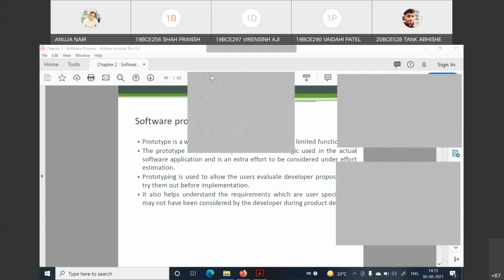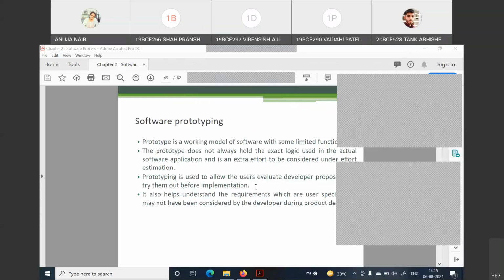I'm just going to revise what we had studied last time. Last time we had studied three different software process models. The first one was the waterfall model. Then we studied the incremental model, and then we studied the RAD model, which is rapid application development, right? And I had told you that each and every process model is supposed to be used on the basis of what kind of application you are developing.